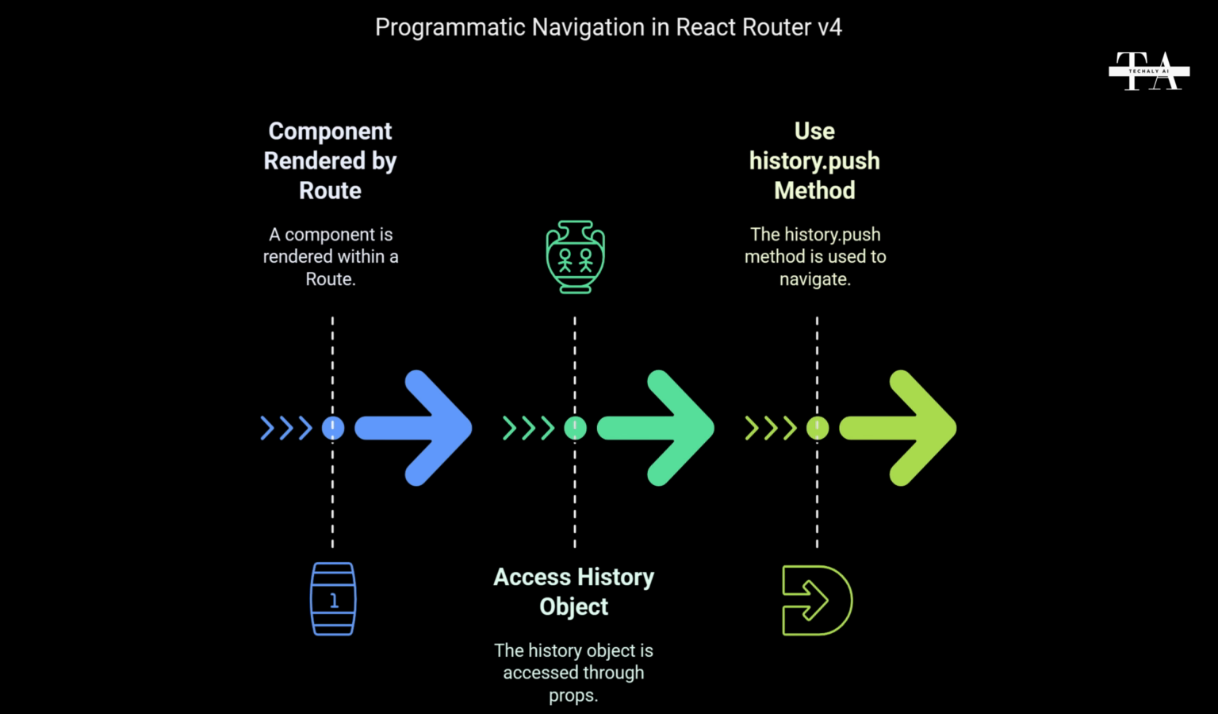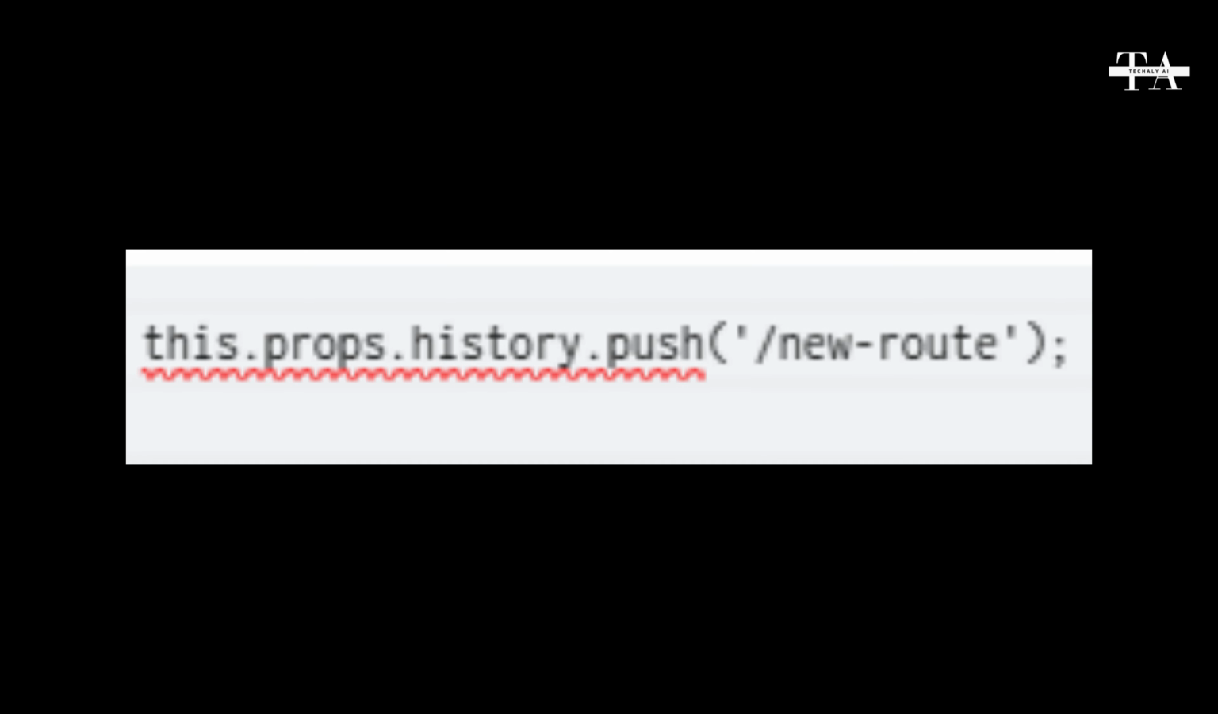How do you programmatically navigate using React Router v4? In React Router v4, you can programmatically navigate using the history object. This can be accessed through props in a component that is rendered by a route. For example, this.props.history.push('/newRoute'). You can also use the withRouter higher-order component to inject the history object into your component.